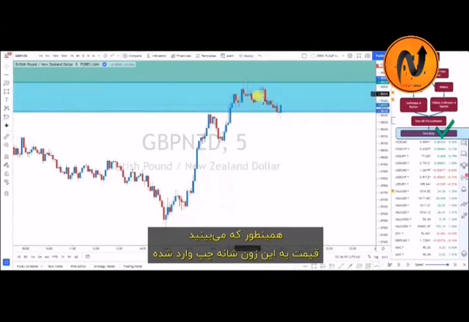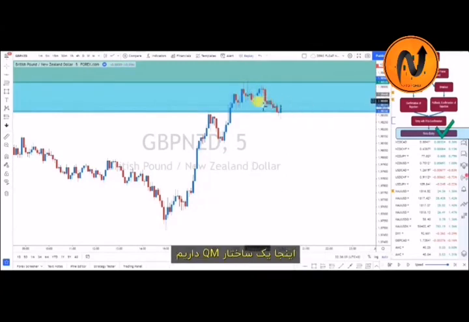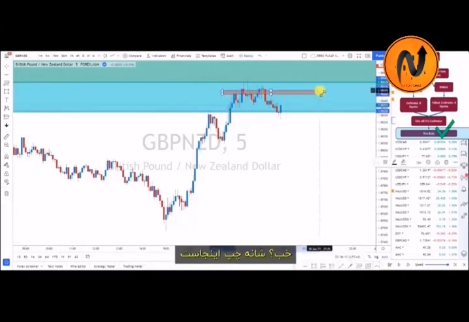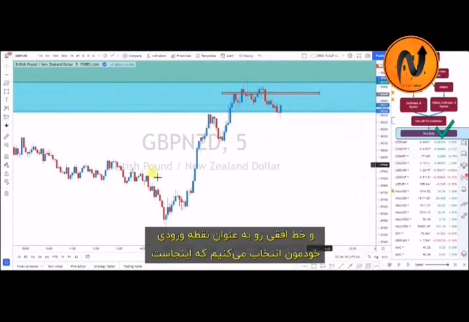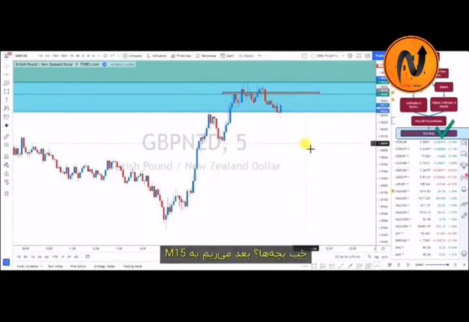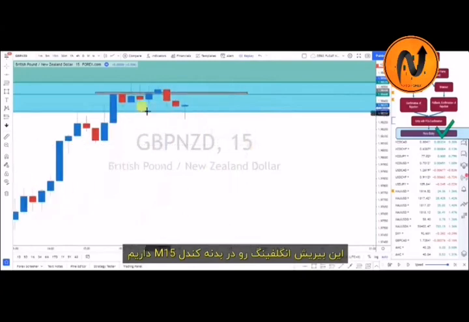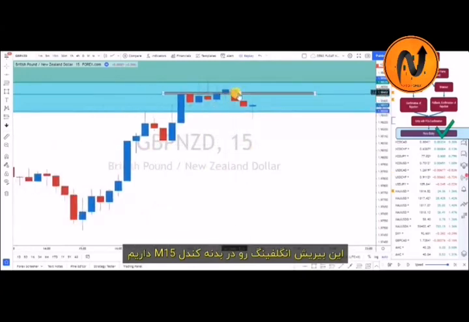As we can see here, there is a structure of QM. So I'm going to mark the structure QM first. This is the left shoulder. Okay, left shoulder here, and mark the horizontal line as our entry point, which is here. Okay, guys, and then we go to the M15. There is this bearish engulfing at the M15 body candle.